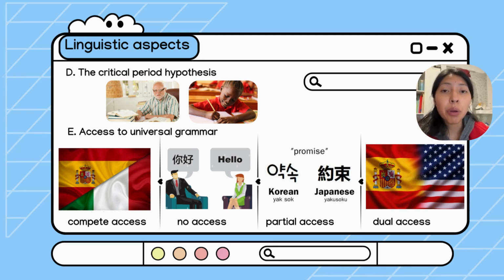And the last one, the access to universal grammar. It says how L2 learners can access this universal grammar to learn different languages. For example, if we have complete access to the universal grammar, the language is very similar to our own. And if we don't have access, it means that the language is very, very different. Partial access is when it's somewhat different and somewhat similar. And dual access is when we can use both the universal grammar and also different learner strategies.